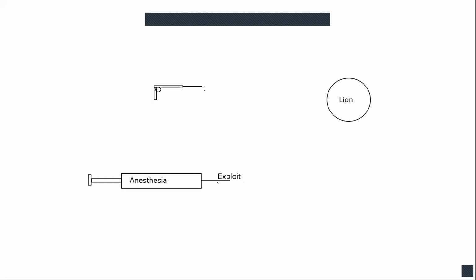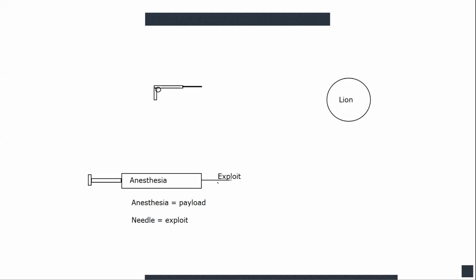All right. So this syringe over here is called the exploit, and this anesthesia is the payload. So why do we call the syringe the exploit and the anesthesia the payload? Because this particular exploit is actually responsible to penetrate into a particular computer.